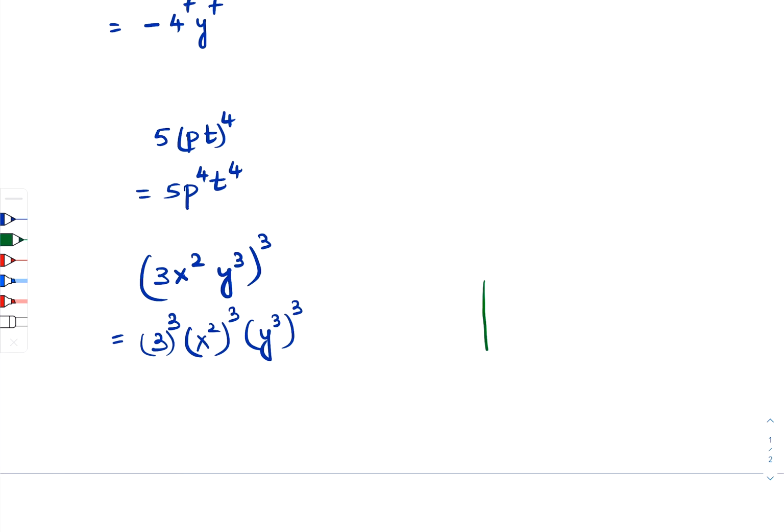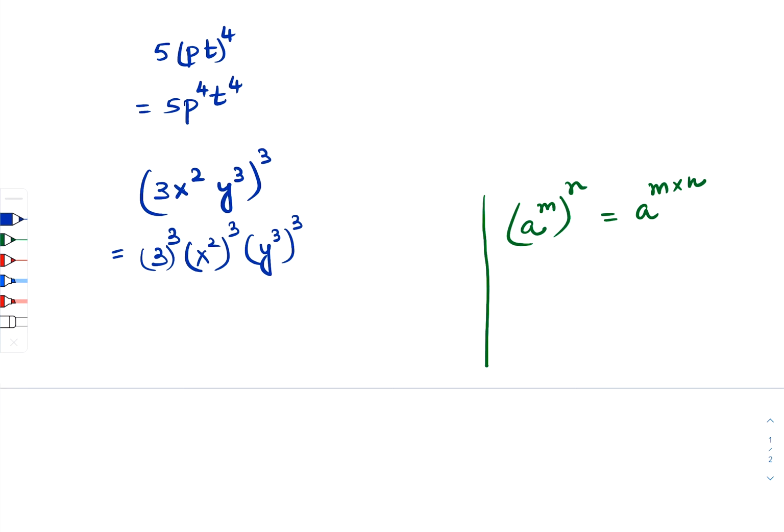Now here's where another rule will kick in, okay? If you have a raised to the power m and the whole thing is raised to another power n, then that is equal to a raised to the power m times n, okay? So anything raised to a power raised to another power, then the powers get multiplied essentially. So we're going to apply that rule out here so that the first term becomes 3 raised to the third. The second term is x raised to the power 2 times 3, which is 6. And let me just go ahead and break that down. x raised to the power 2 times 3 and y raised to the power 3 times 3.